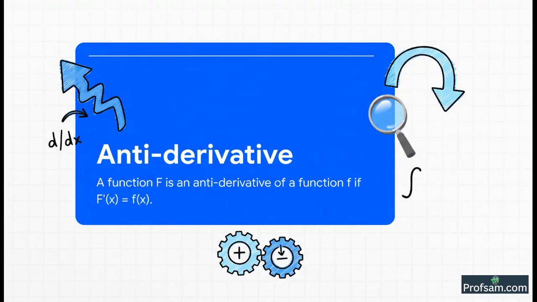Here's the most important rule of the game. An antiderivative, let's call it a capital F of x, is any function whose derivative is the small f of x we started with. And this gives us a perfect way to check our work. If you think you've found the antiderivative, just differentiate it. If you get back to the function you started with, you've cracked it.